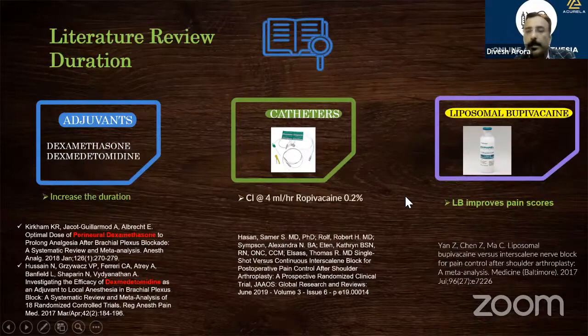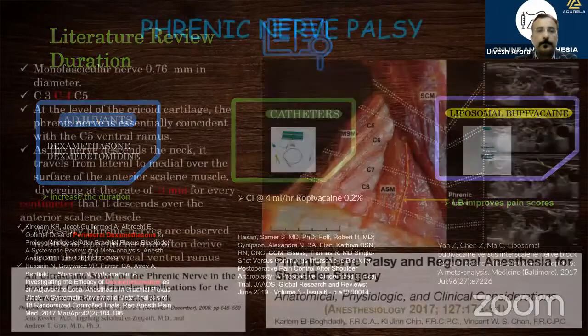Liposomal bupivacaine is not available in India, but in 2018 it was approved by the FDA for interscalene blocks, though it has received mixed reviews. In some of the studies, there is no benefit over traditional bupivacaine, but in this small meta-analysis, it has been seen that liposomal bupivacaine improves the pain scores.